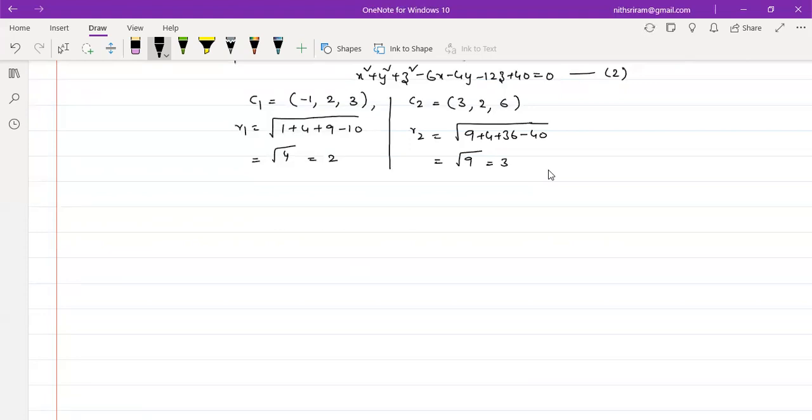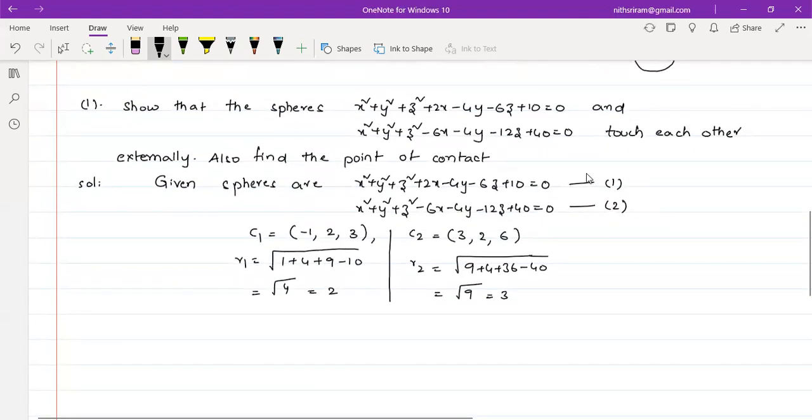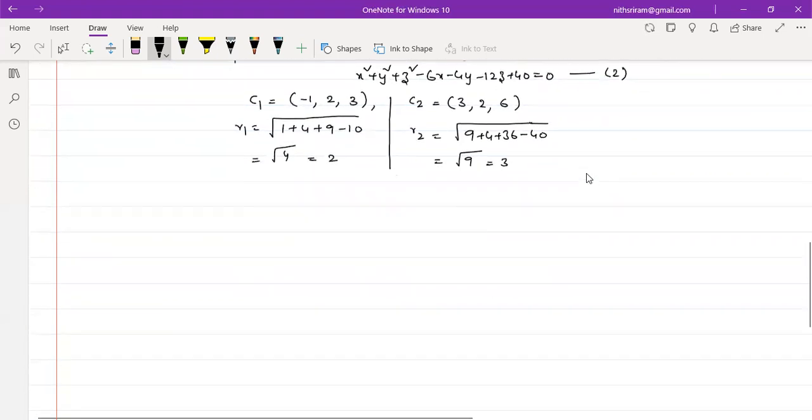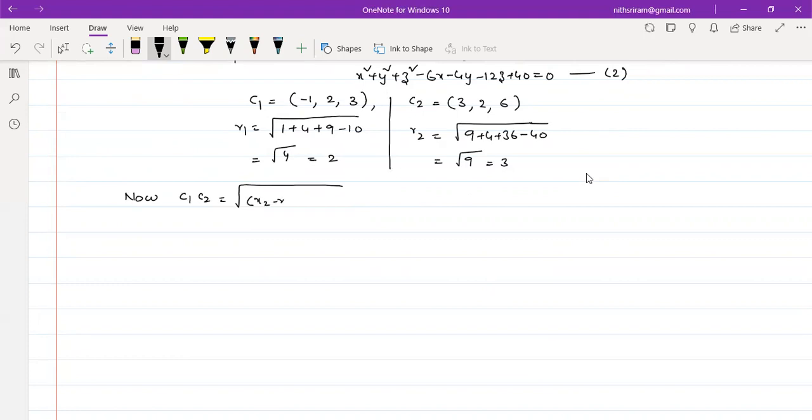Okay. So after finding the centers and radius, next we have to check whether the two spheres touch each other externally or internally. It means first we have to find the distance between C1 and C2. So now I am finding C1C2. This is nothing but square root of, we have a formula: x2 minus x1 whole square plus y2 minus y1 whole square. So this is the formula to find the distance between 2 points.